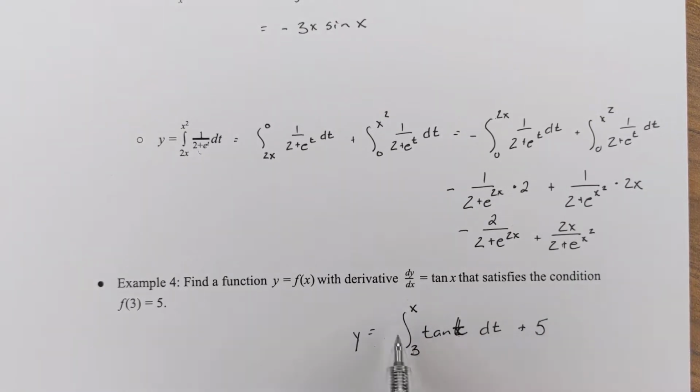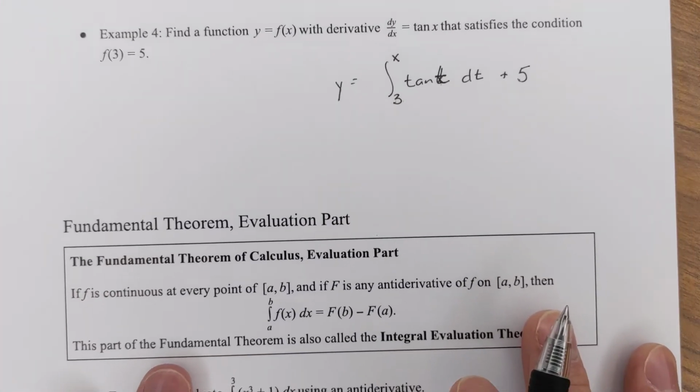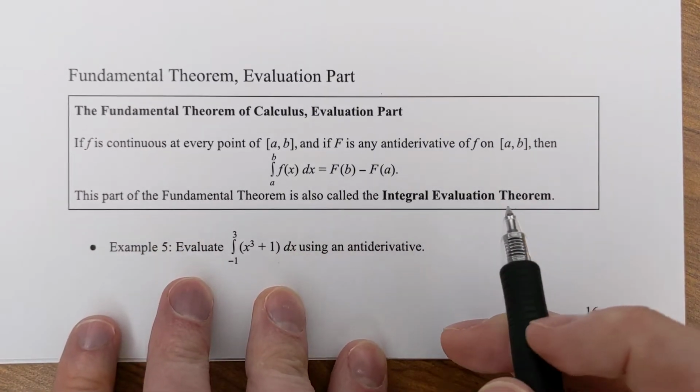So this function will have a derivative of tangent x, because if I take the derivative of the integral, x gets plugged in, so tangent x, derivative of number is 0, it goes away. But if I plug 3 into my original equation, the integral from 3 to 3 of tangent is 0. 0 plus 5 is the 5 I need. Okay, so then you got the fundamental theorem, the evaluation part.